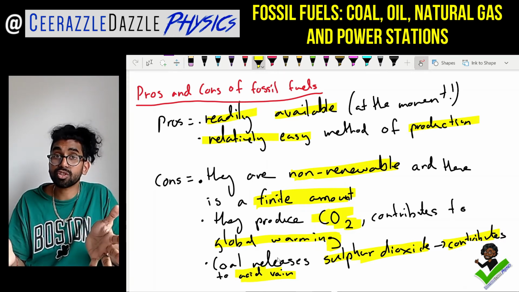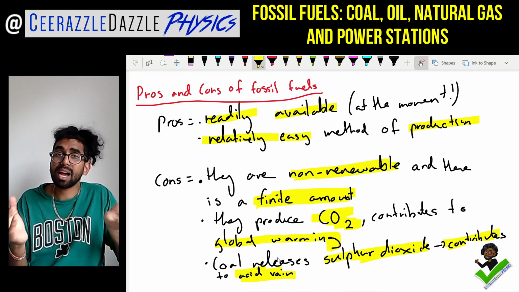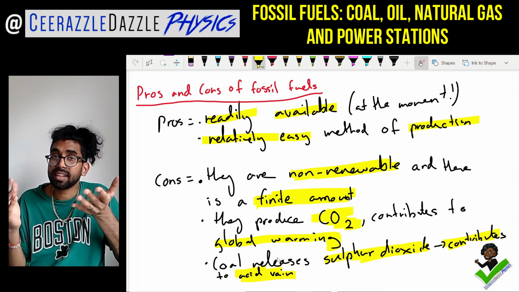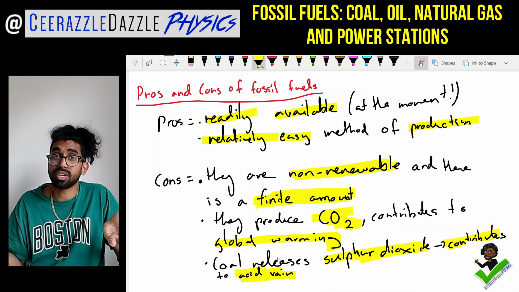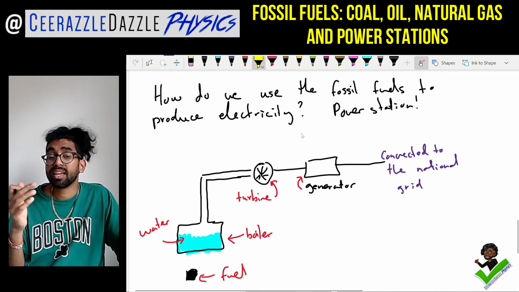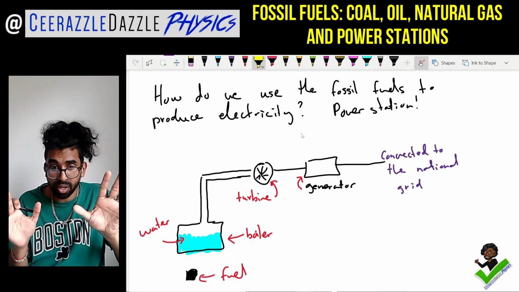Okay, so let's say we've extracted our fossil fuel from the ground. How are we going to use it to produce electricity? Now we're going to talk about a power station. So here is our power station, a very simple version of it.